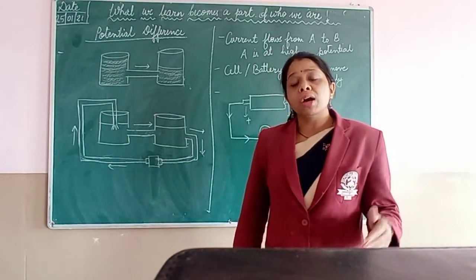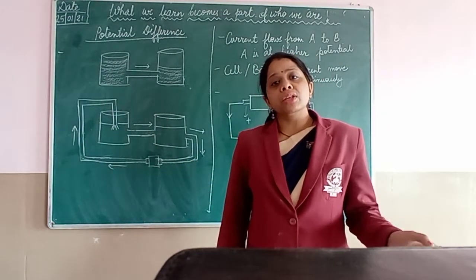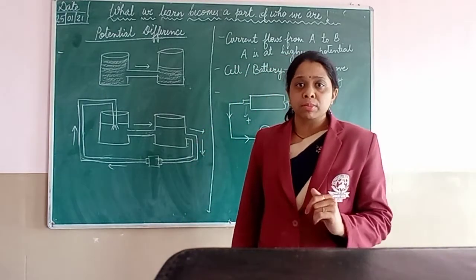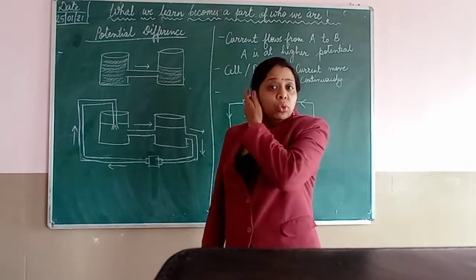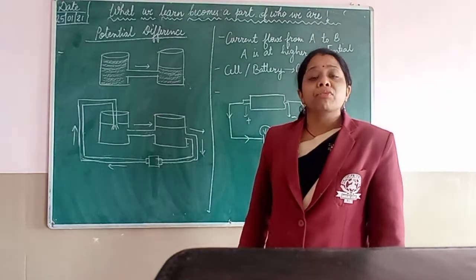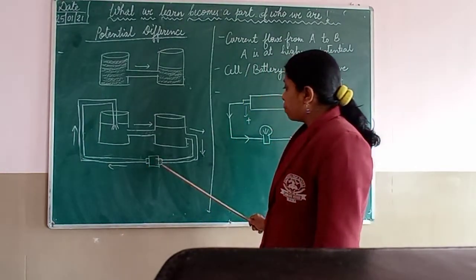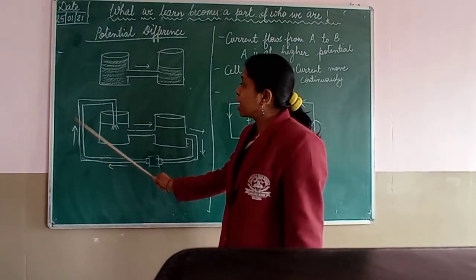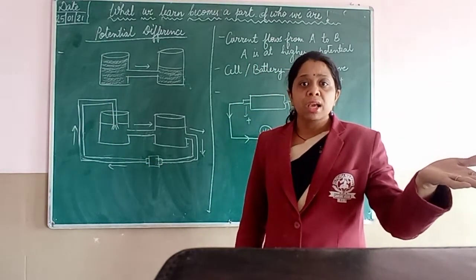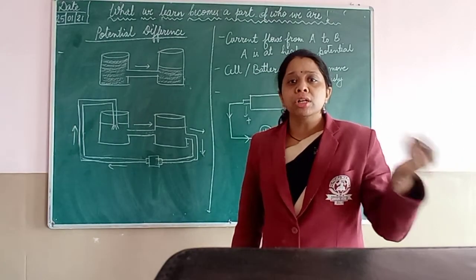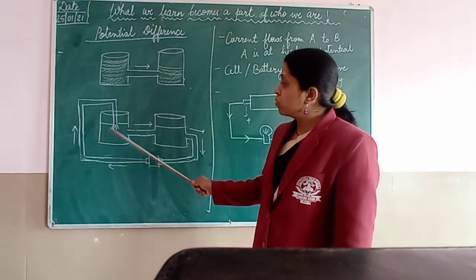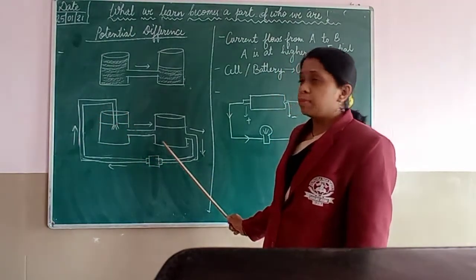But now what do I want? I want the water to flow continuously from vessel A to vessel B. So how is it possible? For that I have to connect these two vessels with a pump. If I connect a pump, what will happen? There will be a continuous supply of water to vessel A, which is always at a higher level, and therefore a pressure difference will be created. And therefore water will continuously move from vessel A to vessel B.